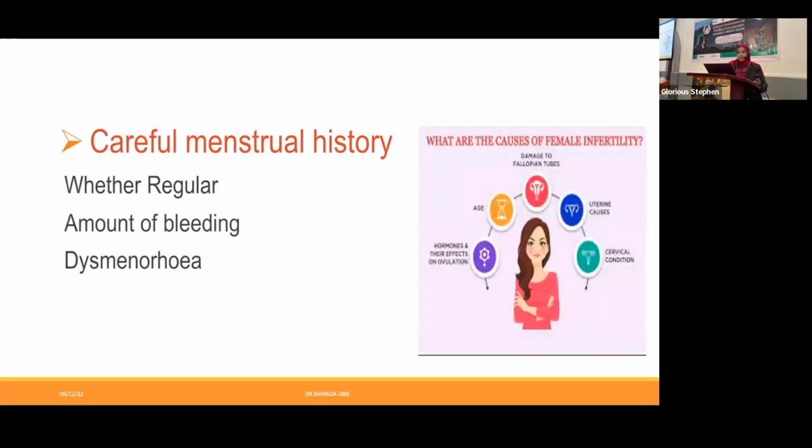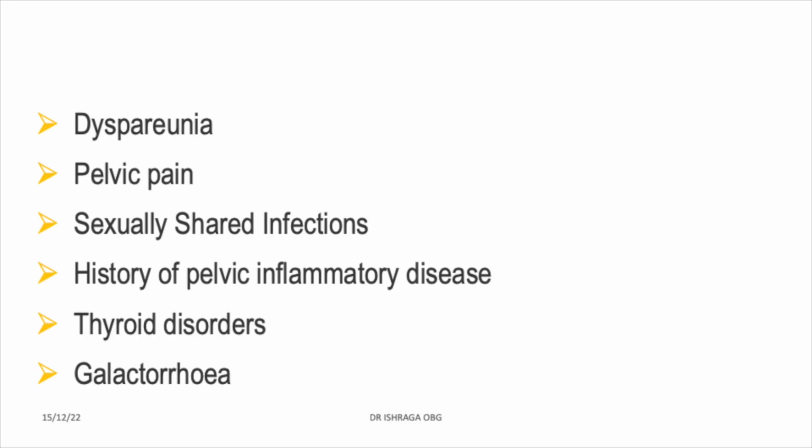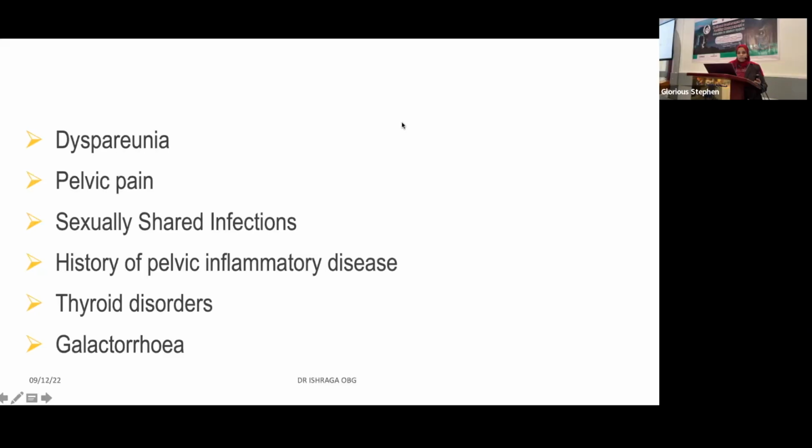For the female partner, we also take a careful menstrual history: whether she has regular periods or not, the amount of bleeding, any pain with periods (dysmenorrhea), any dyspareunia, any pelvic pain, any sexually transmitted infections, or any history of pelvic inflammatory disease, or any symptoms or signs of thyroid problems, or any galactorrhea.